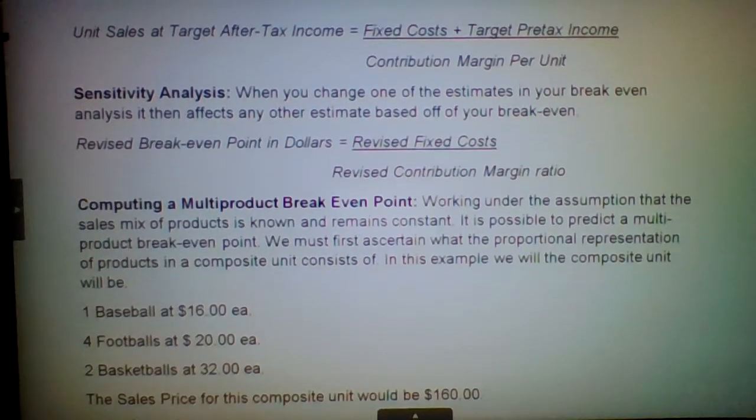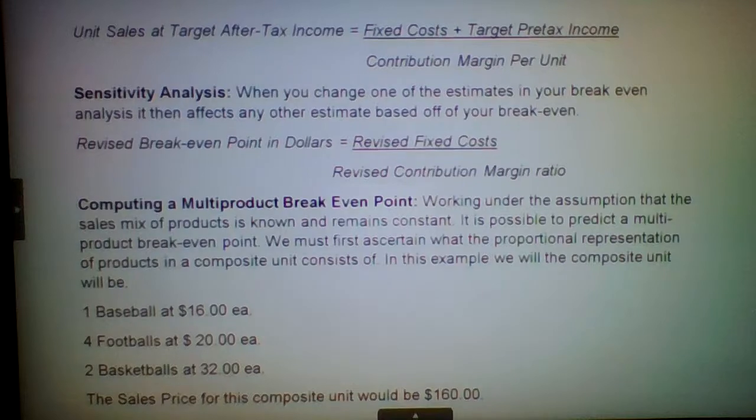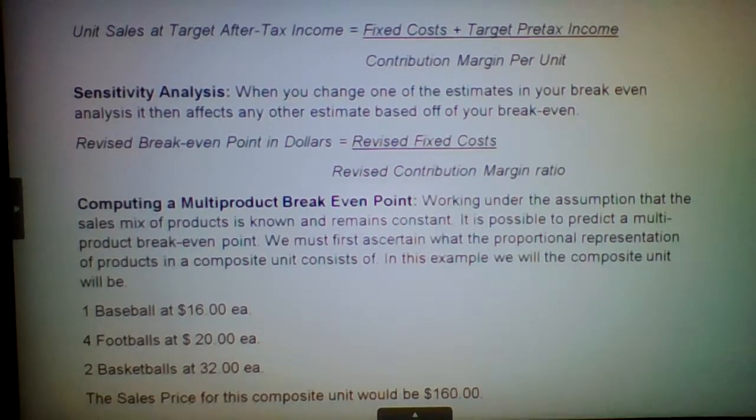Now we're going to go to unit sales at target after-tax income, which is fixed cost plus target pre-tax income divided by contribution margin per unit.